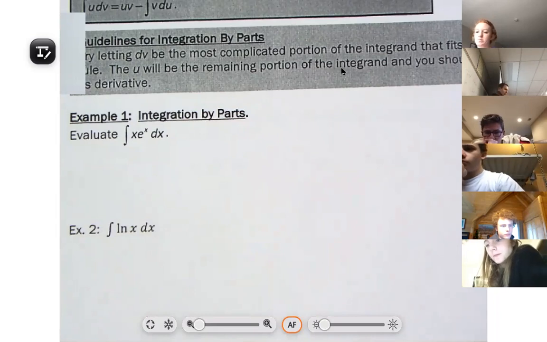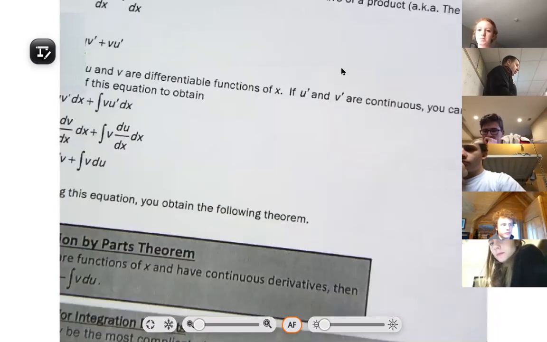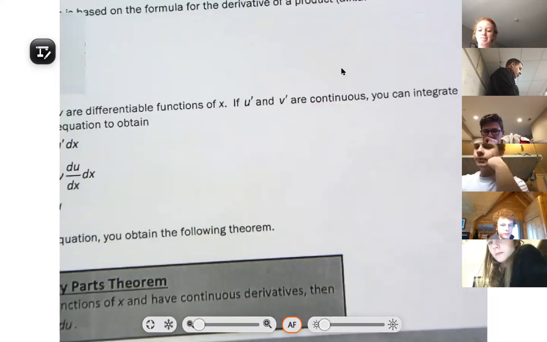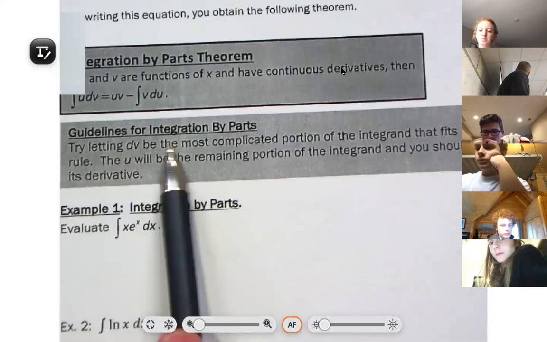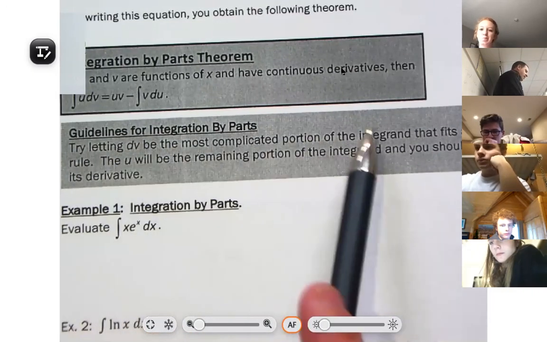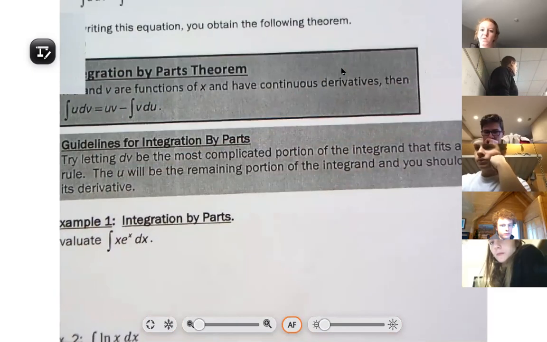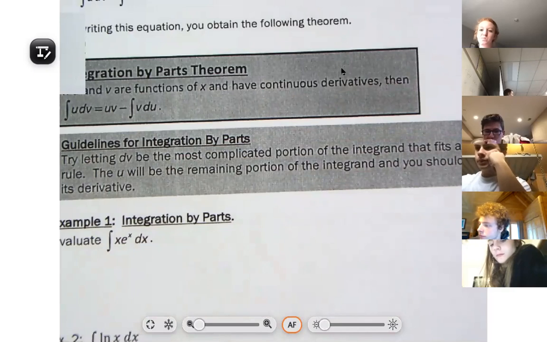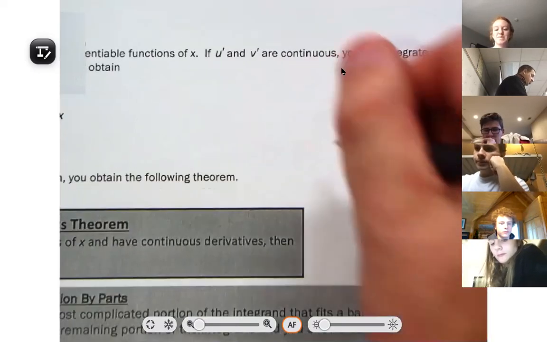Well, I went through a BC conference before I taught this class in the summer. I was always taught this thing right here where it says guidelines, and it says try letting dv be the most complicated portion of the integrand. I actually scrapped this part right now. I've learned a different way to do it. Instead of picking what dv is, we're going to focus on how to choose what u is. And there's kind of a checklist that you go down the line for what u should be. So here is how you're going to choose u.